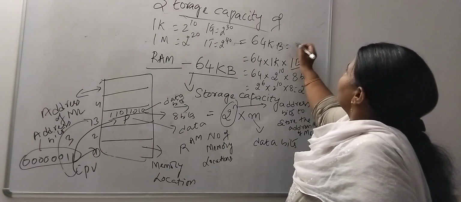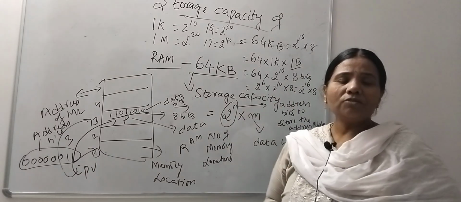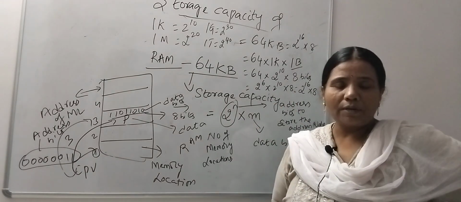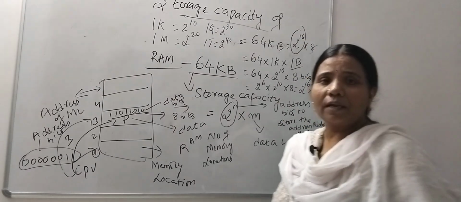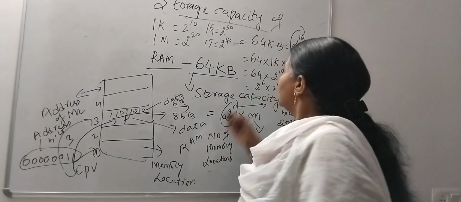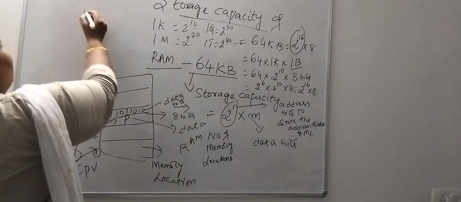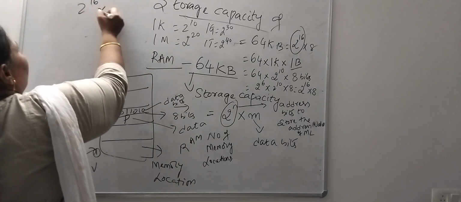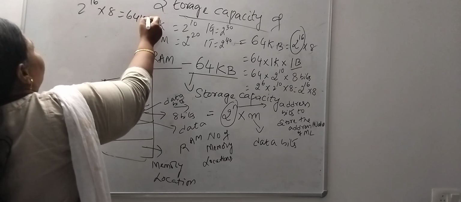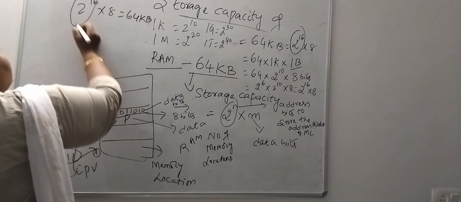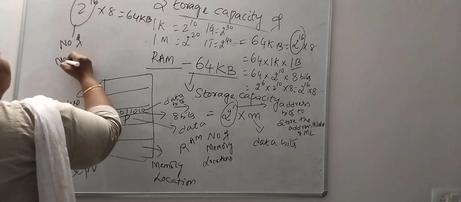So if we express this, it is 2 power 16 into 8. Once we express this, you find out the number of memory locations. How many memory locations does it have? The number of memory locations is nothing but 2 power 16. So here you got 2 power 16 into 8 for 64 KB. This 2 power 16 represents the number of memory locations.